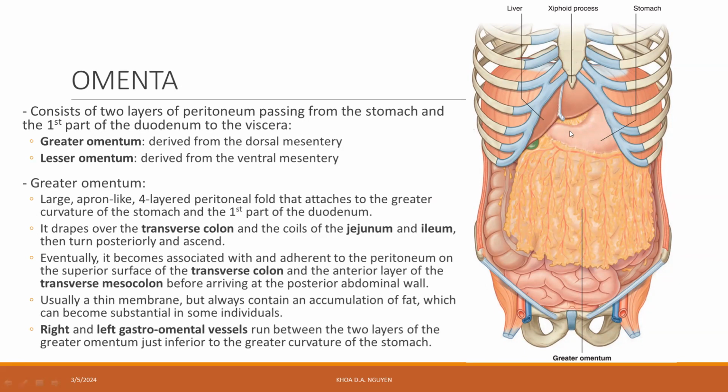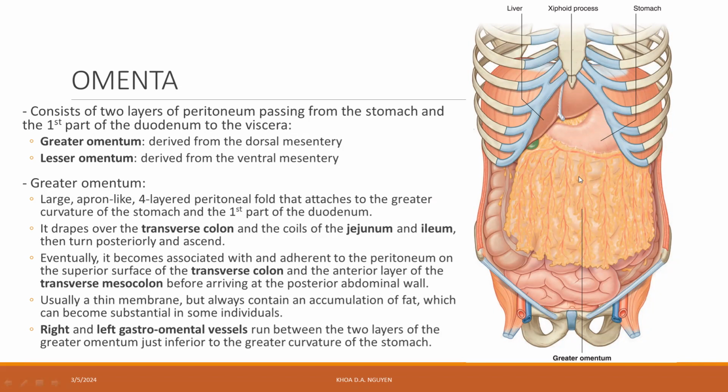Now, the greater omentum has 4 layers. It attaches first to the greater curvature of the stomach right here, and then it also attaches to the first part of the duodenum, a very small part, and it's going to go down, loop back up on itself, and insert into the transverse mesocolon. I'm sorry, it drapes over the transverse colon and the coils of the jejunum and ileum, and then turns posteriorly and ascends. Eventually, it becomes associated with and adherent to the peritoneum on the superior surface of the transverse colon and the anterior layer of the transverse mesocolon before arriving at the posterior abdominal wall.